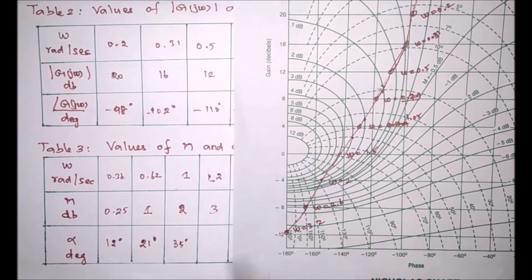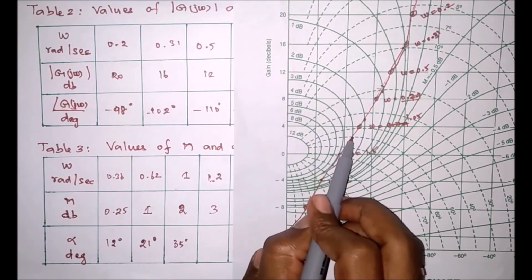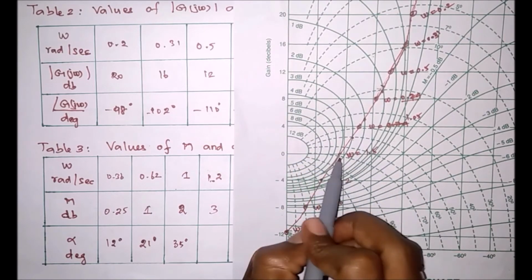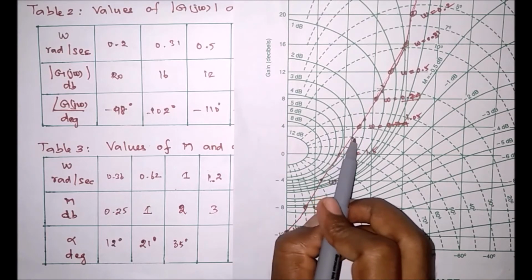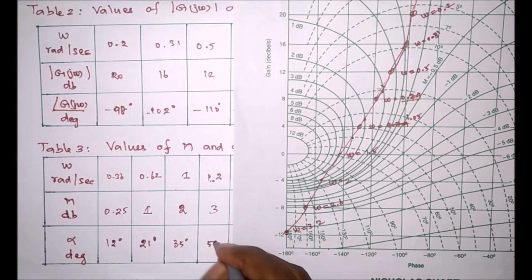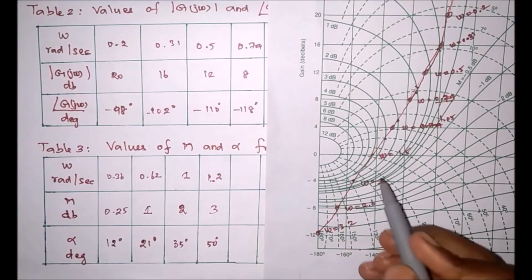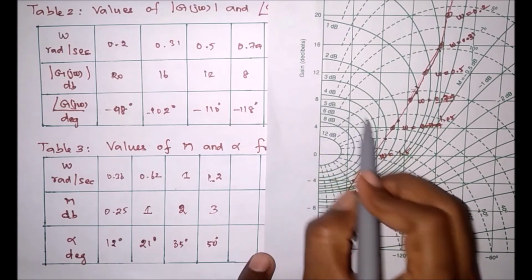Now the corresponding angle. This is 50, next is 60, 50 to 60. Actually it is exactly 50, therefore here 50 degrees. Next after this, after 3 we can consider 4.